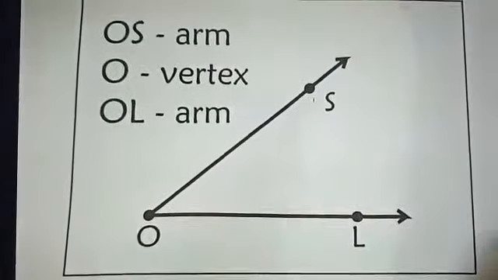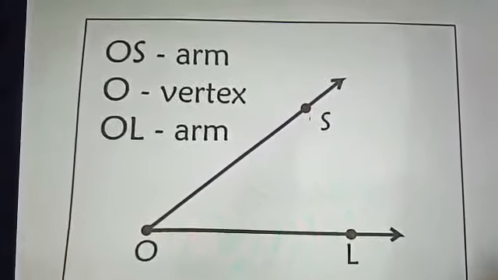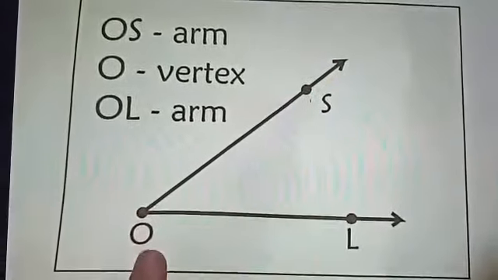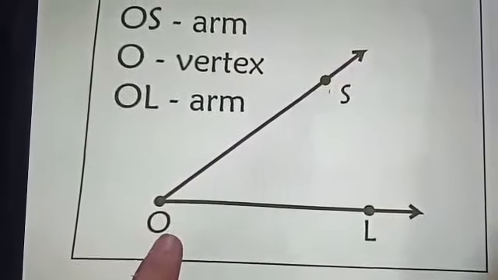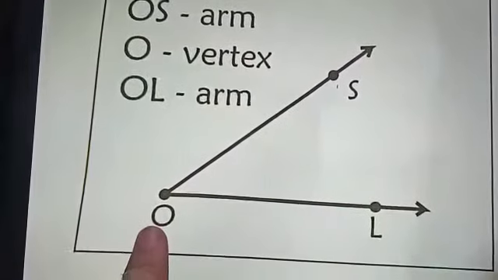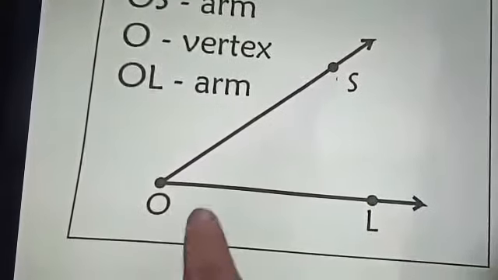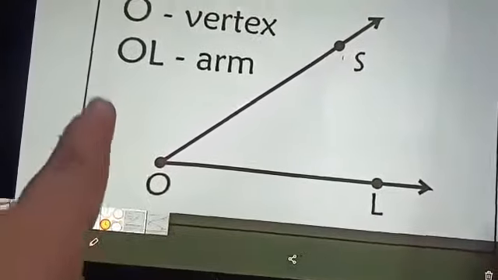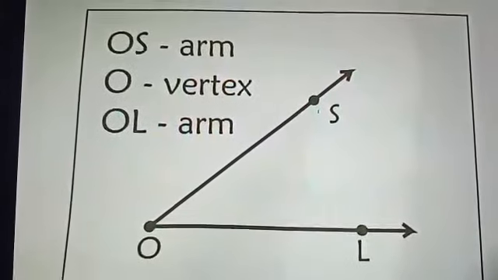When two rays have a common endpoint, they form an angle. The common endpoint is called the vertex of the angle. The two rays are called the arms of the angle. In the figure, OL and OS are the arms and point O is the vertex of the angle.